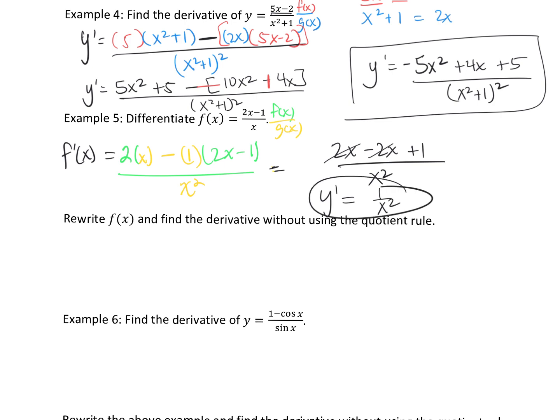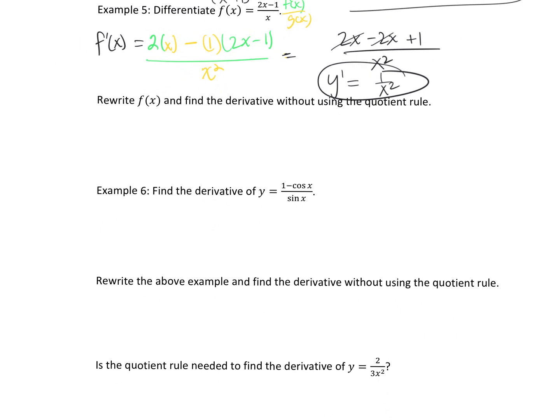Now what we're going to do is the same thing, but we're going to rewrite and find the derivative without using the quotient rule for that same function we just did. So our function was y equals f of x equals 2x minus 1 over x. When we did this before, we could separate it into separate fractions and then simplify. So this would be 2x over x minus 1 over x. And then now we can reduce, so I cancel this, and I wind up with 2 minus 1 over x.